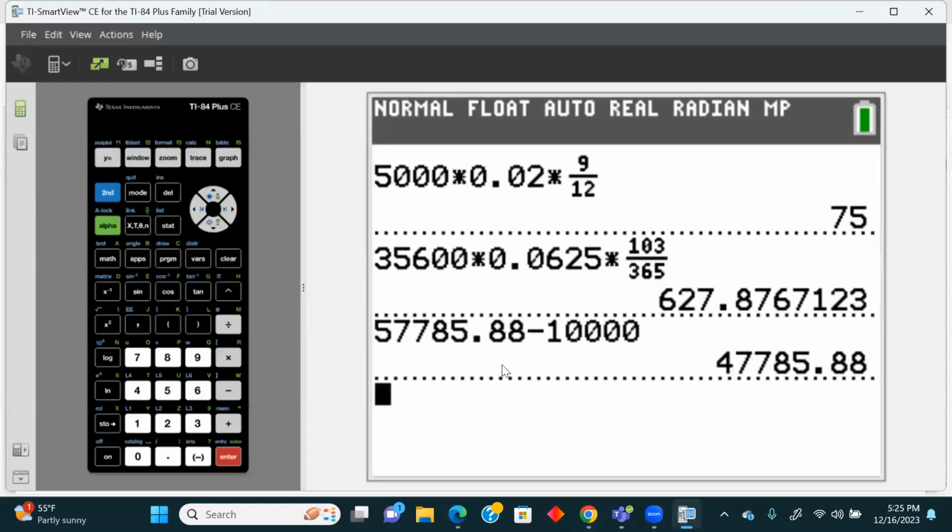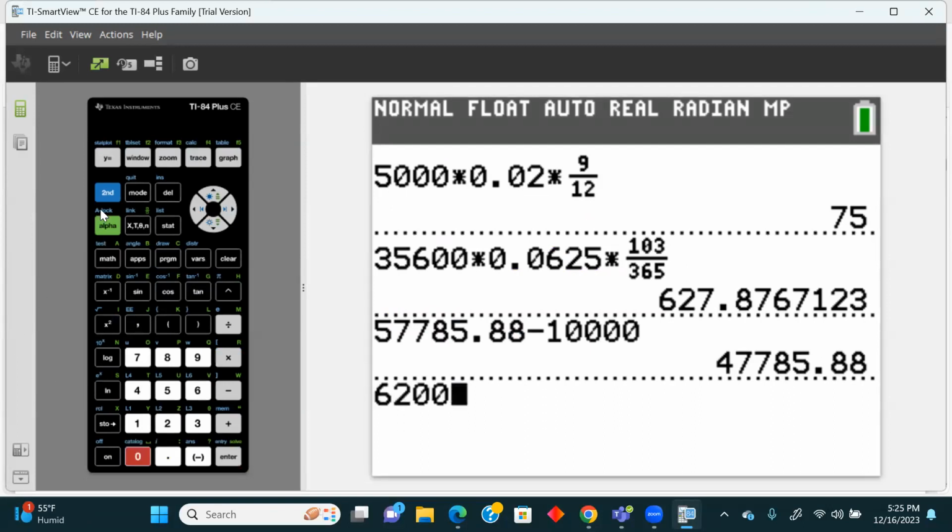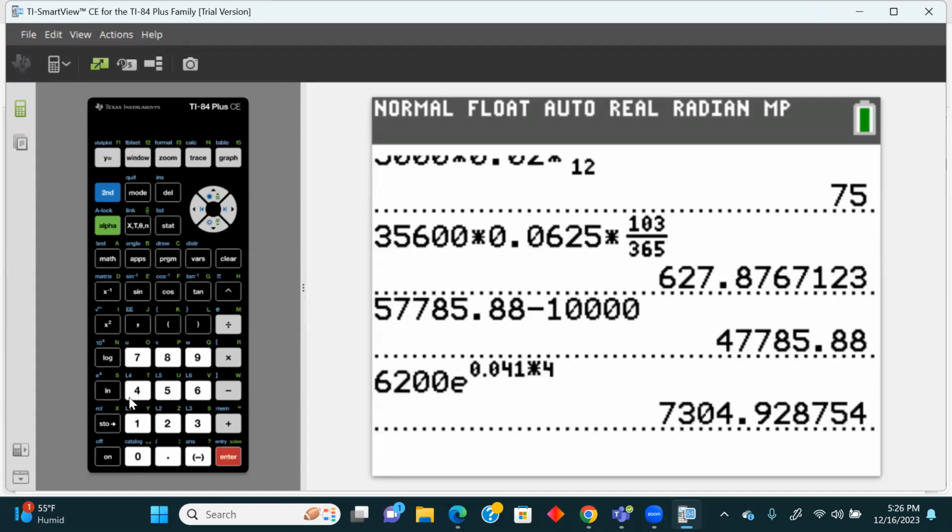All right, we're on our main screen. So 6,200. E is going to be on the left side. You're going to hit second and then the LN, you see the E right above it. That's a special number. It's kind of like pi. It's a non-repeating, non-terminating decimal. And I'm going to multiply by 4. So that's all up in the exponent. And then I'm just going to hit enter.